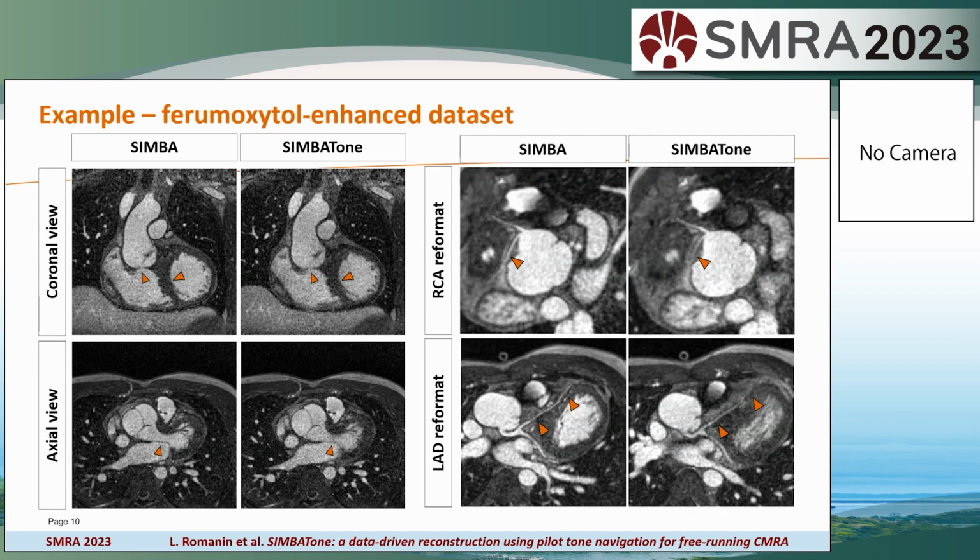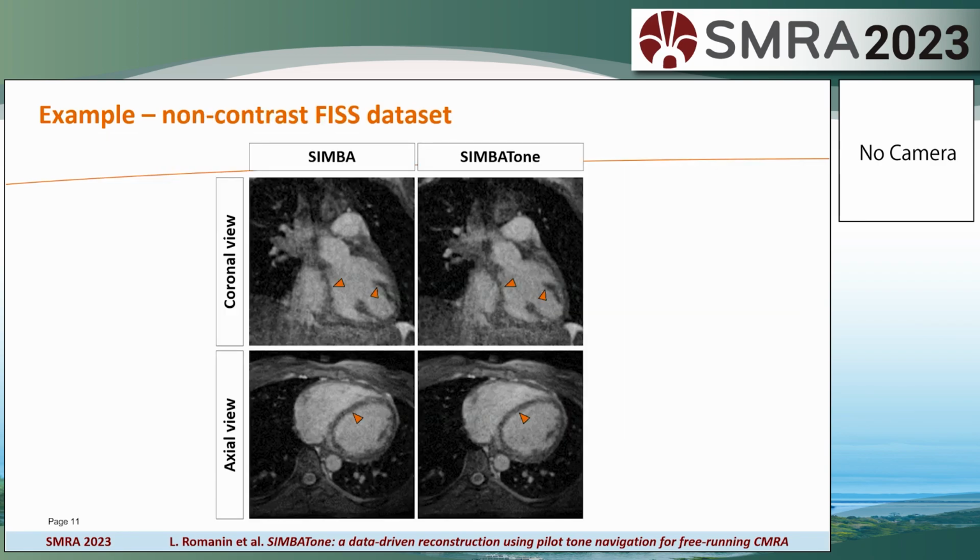We do have better visualization of the coronary arteries with the original method compared to Symbaton in this case. It may also be due to the selection of the cluster that we have in this particular case, but both images are diagnostic. And then for the non-contrast example, this is a FISP data set of a volunteer. We see that in this case, the benefit of using Symbaton is higher.